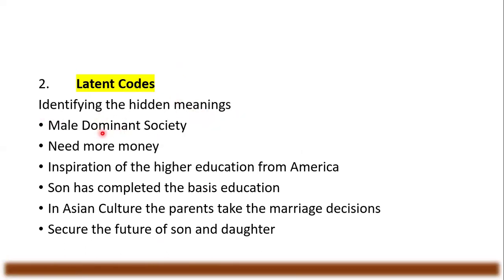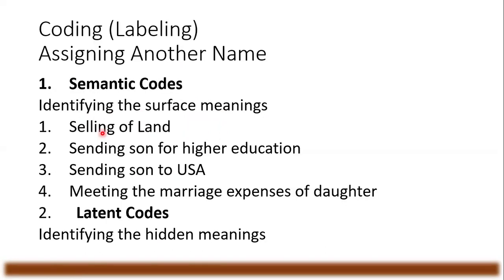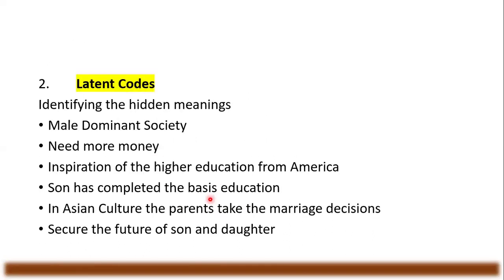If you consider this example, you can see here that the father is selling the land and he's sending the son to USA. It means he's not sending his daughter to USA. So why is he sending the son only? Why is he not sending the daughter? So there might be some hidden meaning here. It would be male dominant society.